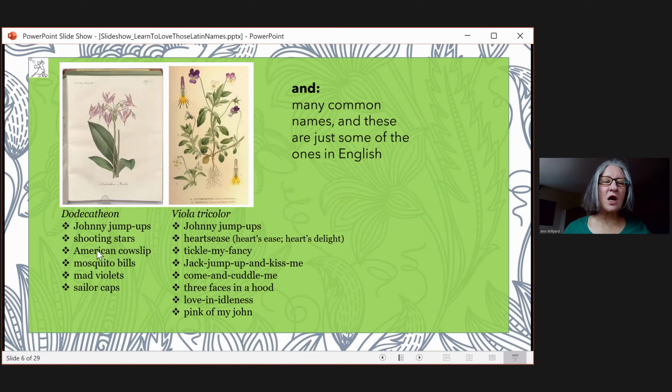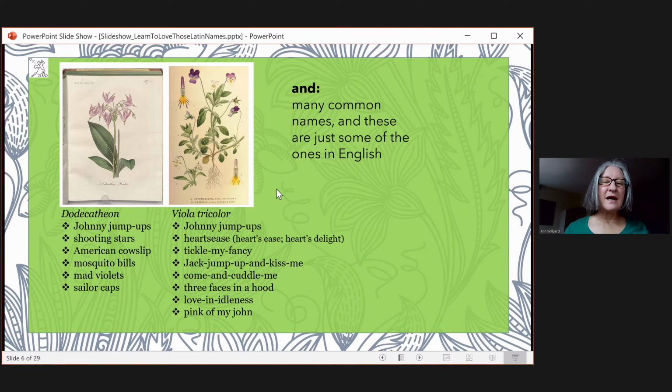Here's some of the other names that the local people in Northern California call it: either Johnny Jump Ups or shooting stars, and shooting stars is much more common. American cowslip, mosquito bills, mad violets, or sailor caps, right? So you have all of those great common names.